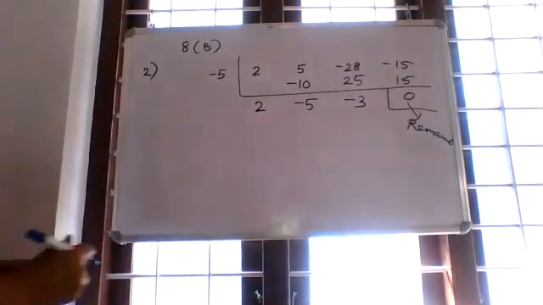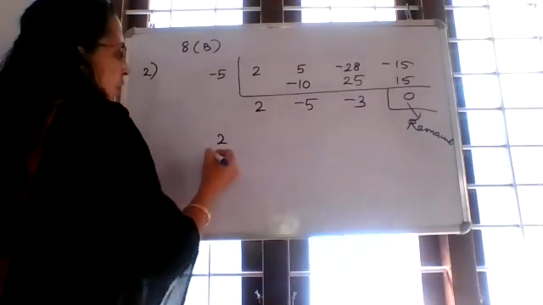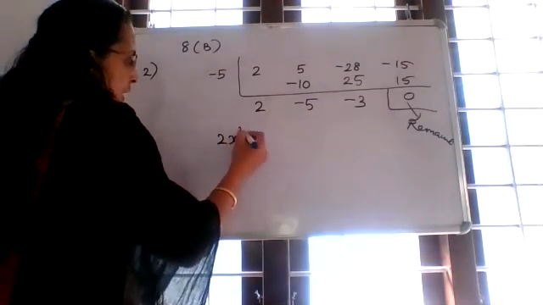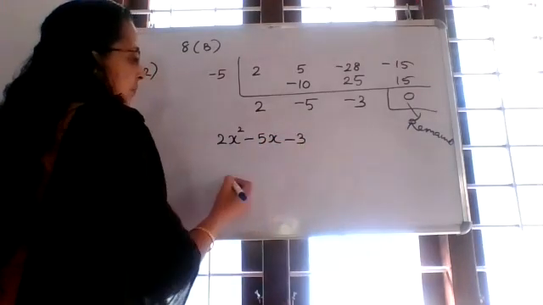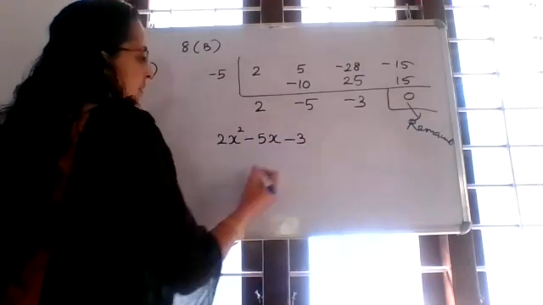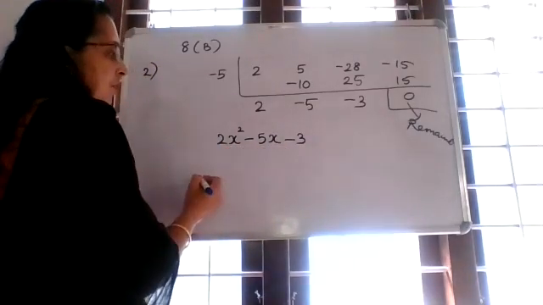The next 2, negative 5, negative 3, we can write it as 2x square minus 5x minus 3.